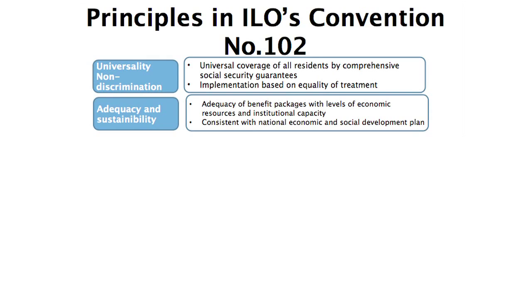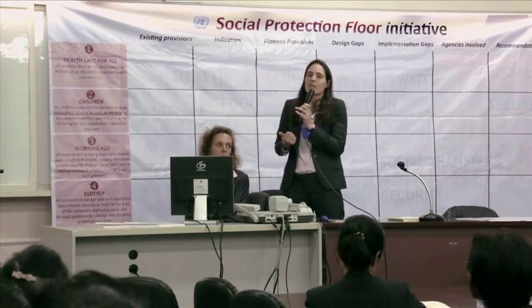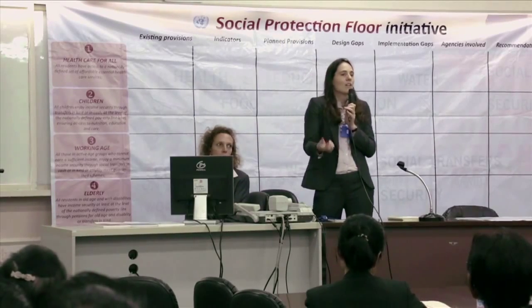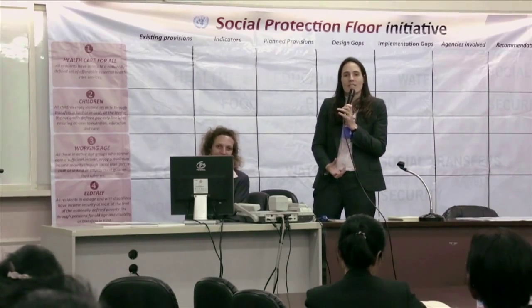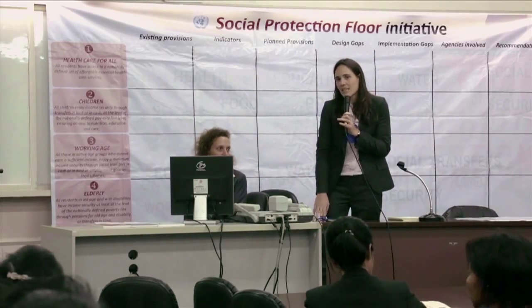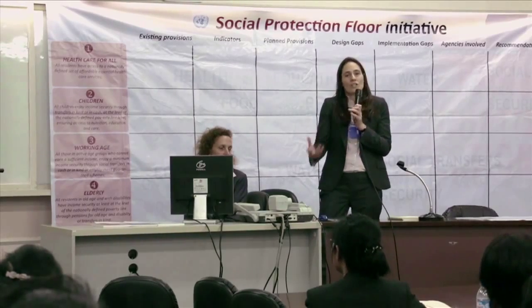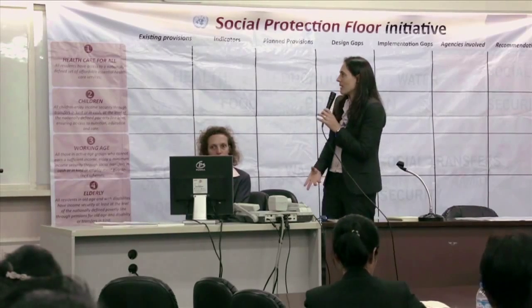The second one is adequacy and sustainability. Those schemes, with their benefit package, should be adequate, which means that they should be adapted to the level of economic and social development of the country, but also consistent with the broader national economic and social policy. It should not be developed ad hoc. It should be part of a national strategy. And it's also very important, at the time of designing the Social Security policy, to assess the institutional capacity, to make sure that you have the institutions, the staff, and the capacity to implement these different schemes.